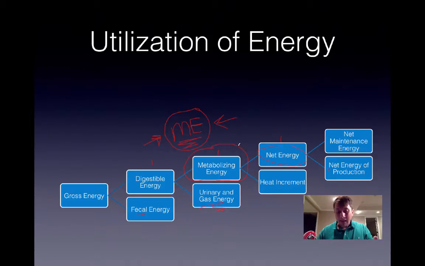And so maintenance is going to be all of the energy used for cellular repair, tissue repair, maintaining body temperature. And so what we really are feeding for is this energy of production. This energy of production is what's going to give you your growth and your eggs and your meat yield. And so that is what we are looking for, and often it's approximated by using metabolizable energy.